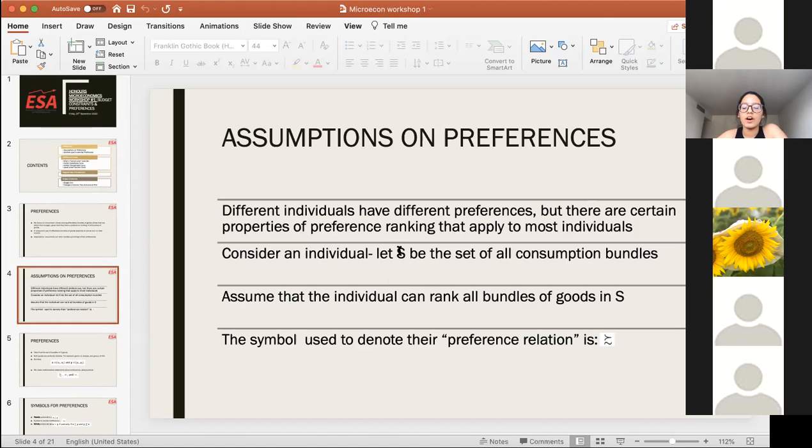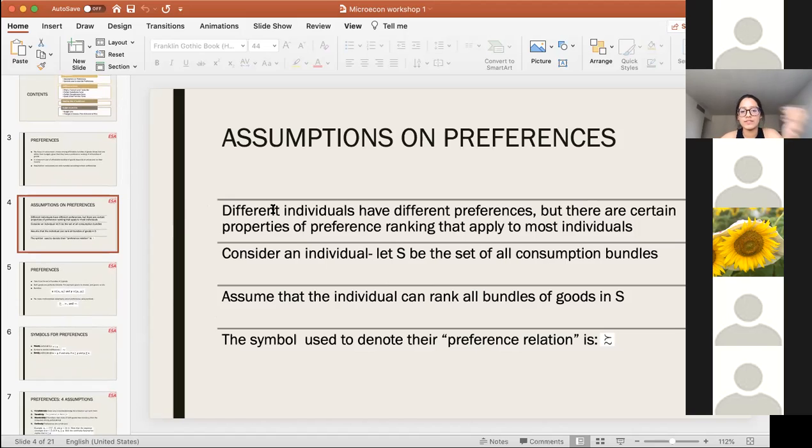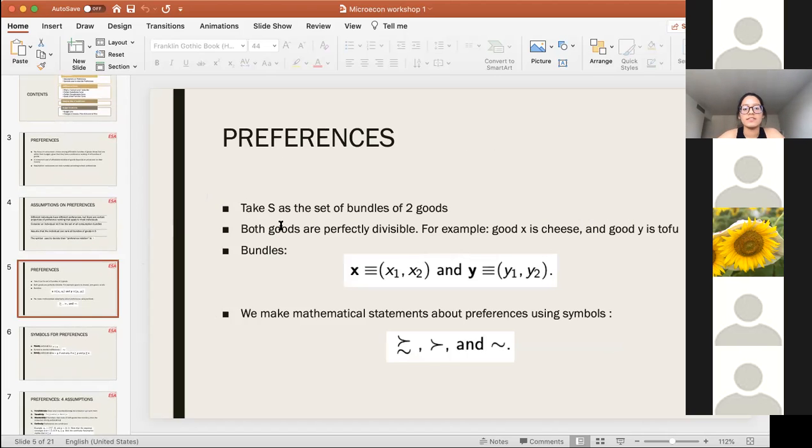A lot of times we denote consumption bundles by the letter S. I'm not really sure why, but that's what we did last year. Different individuals have different preferences, but there are some properties of preference ranking that apply to most individuals, so it's a little more general. S is a set of bundles of 2 goods, and they're both perfectly divisible. That's the thing in econ, sometimes you just have to make a lot of assumptions about what is happening.